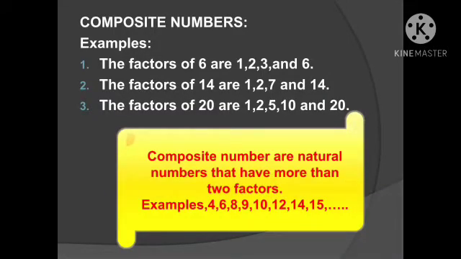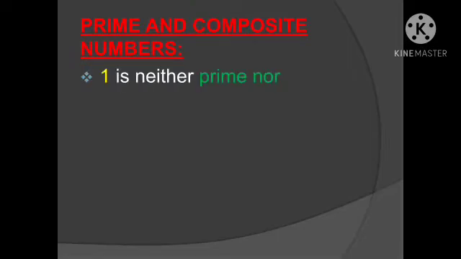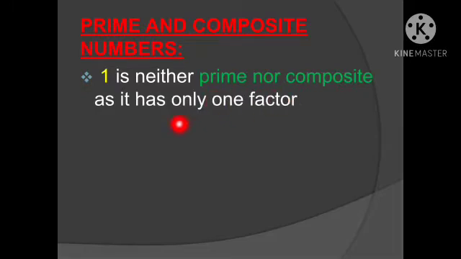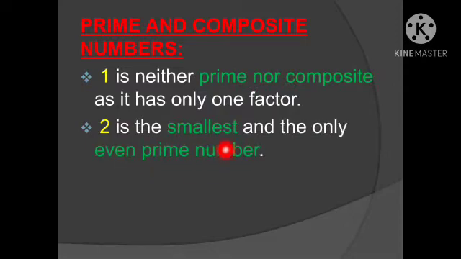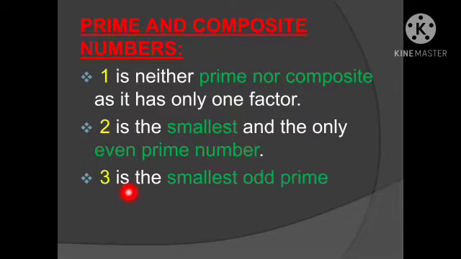And it goes on. Let's see some important points related to prime and composite numbers. So, note it carefully. 1 is neither prime nor composite as it has only one factor. 2 is the smallest and the only even prime number. 3 is the smallest odd prime number.